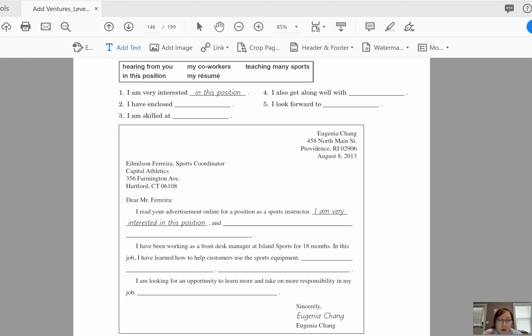Okay, so let's look at number 1. I am very interested in this position. Okay, so you can already see this sentence. And then number 2, I have enclosed my resume.